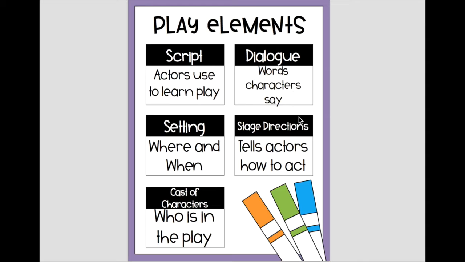Stage directions tell actors how to act. So they may tell an actor to walk in the middle of a scene. They may tell an actor to do a specific action like stand up or sit down or make a hand gesture. Those directions are very important when our actors are using their script to learn how the play should look on stage. And finally, on the first page of our script, we will see the cast of characters, who is in the play, and they are listed in the order that they appear.